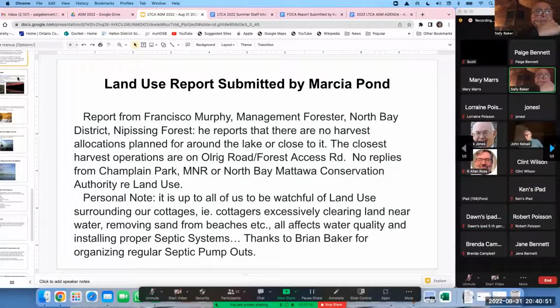And the other thing I thought was that I guess it's up to all of us to be watchful of land use surrounding our cottages, i.e. cottagers excessively clearing land, removing sand from beaches, etc. It affects all our lake quality.